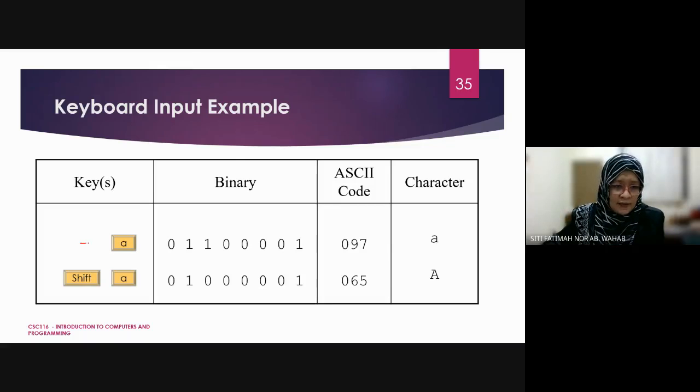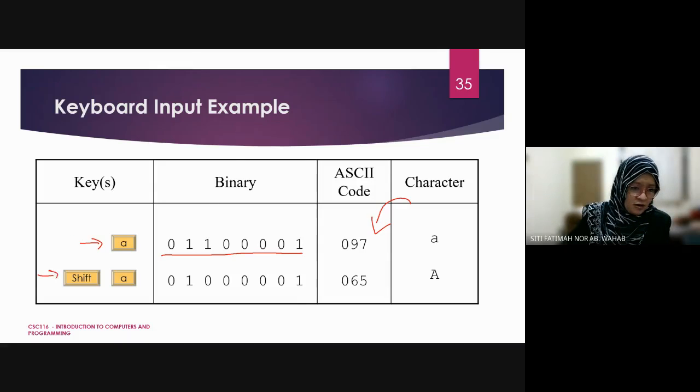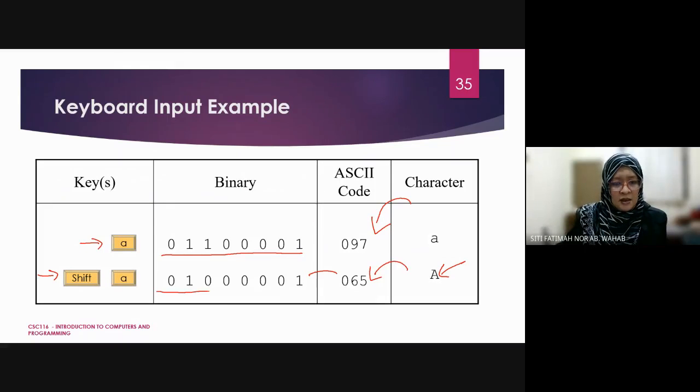See, you type a, it understands actually this one. Okay, before it understands this, it will be converted into ASCII code 097. When you press Shift A, you actually want to enter the character A. Character A in ASCII code is 065. And then it will be processed. So in binary, the computer understands this in binary.